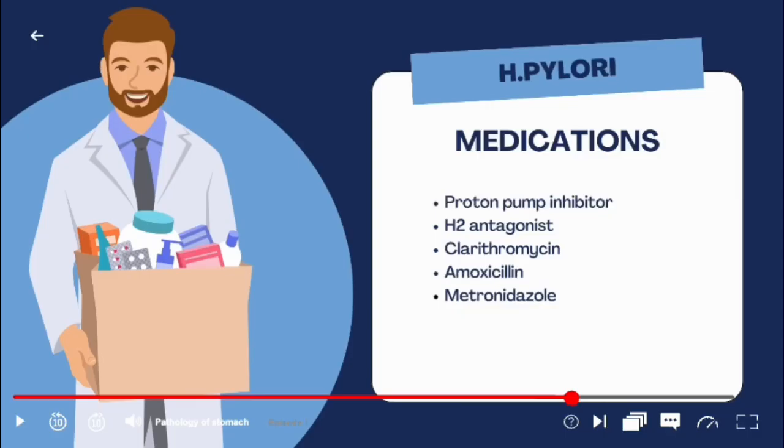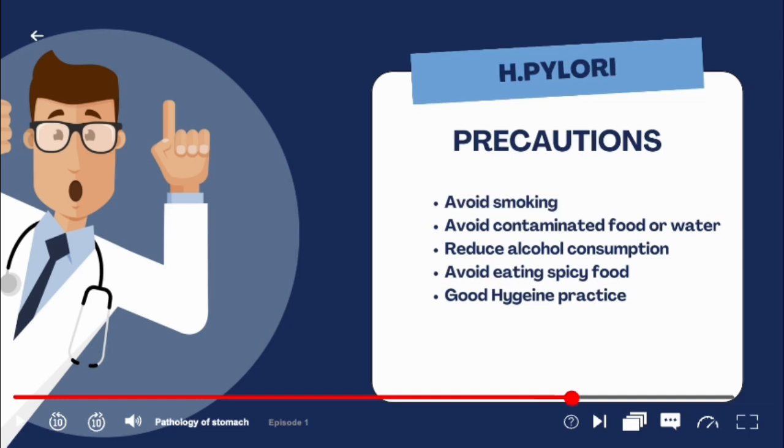Of course, there are various treatments for H. pylori, like amoxicillin and metronidazole. The best one is said to be combining antibiotics with a proton pump inhibitor. And the precautions for H. pylori are practicing a healthy lifestyle and good hygiene. Avoiding smoking and reducing alcohol consumption goes a long way in preventing this inflammatory response.